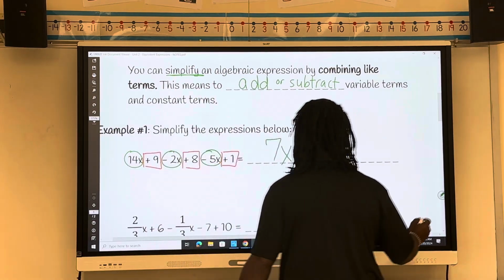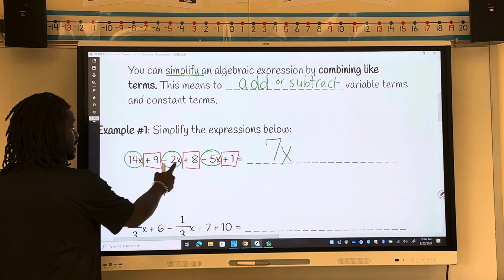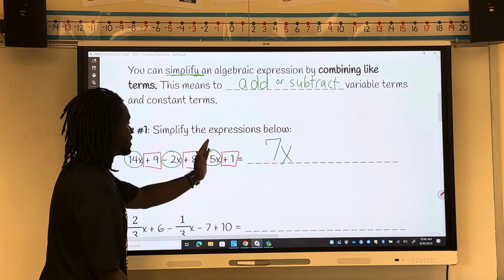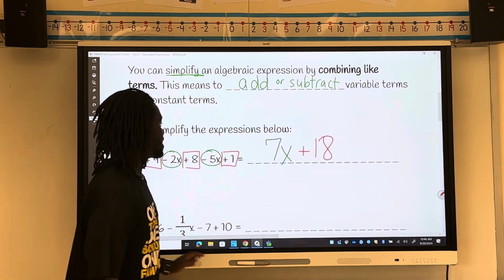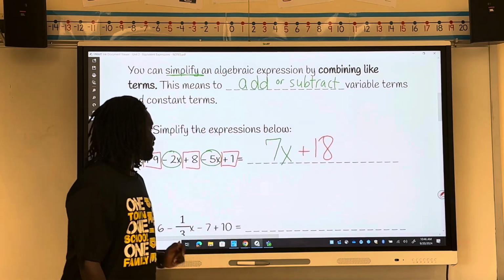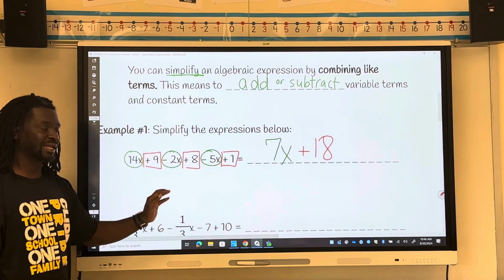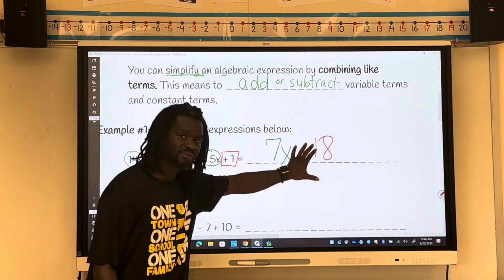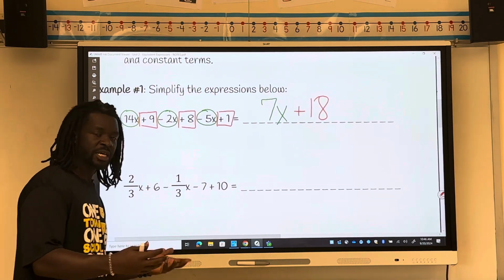Now I want to add the constant terms. I have a positive 9 plus 8. 9 plus 8 is 17, and 17 plus 1 is 18. So we got plus 18. The simplified expression is 7x plus 18. What you need to understand is this unit is all about equivalent expressions. The original expression is equivalent to that simplified expression. Pretty simple.